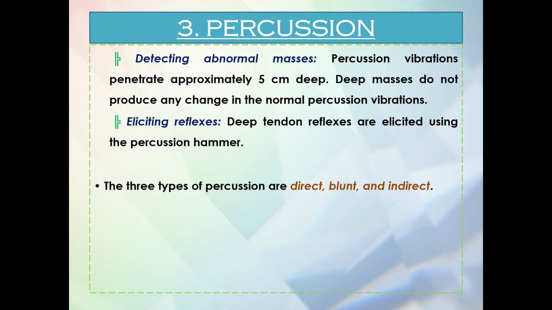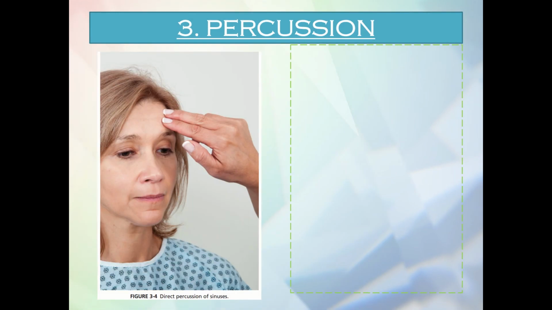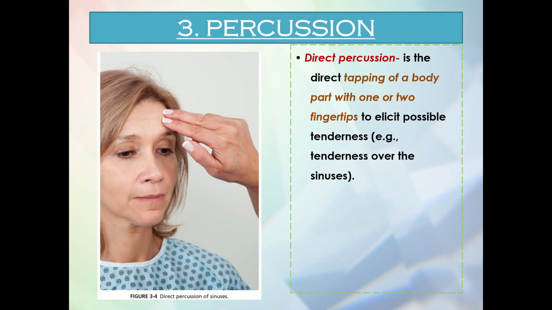So we have three types of percussion. You have direct, blunt, and indirect. So let's start with the direct percussion. So it is a direct tapping of a body part with one or two fingertips to elicit possible tenderness. For example, tenderness over the sinuses. So, pinipercuss lang natin or parang tinatap lang natin itong body part using our fingertips para makita natin kung may pain ba kay pasyente kapag tinap natin yung part na yan. Okay, so that is direct percussion.